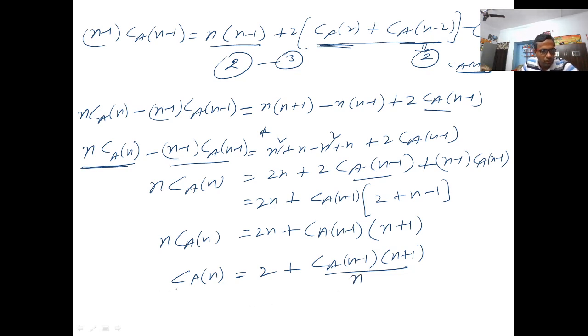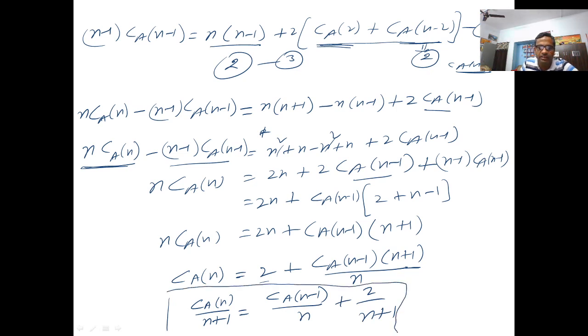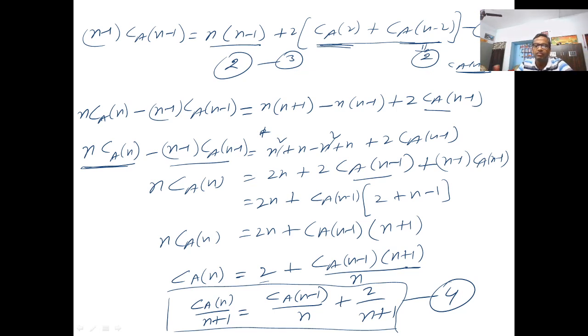Done. Now just divide both sides by n plus 1, so Ca of n upon n plus 1 will be equal to, now divide this term by n plus 1, so it will become Ca of n minus 1 upon n. Now divide this term by n plus 1, plus 2 upon n plus 1. So this is the final recurrence relation in the simplified way. Name it as equation number 4. So this is required to be taken up for further simplification.